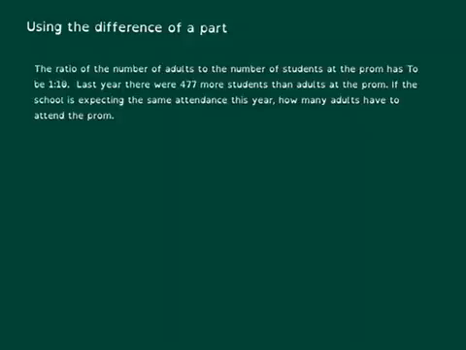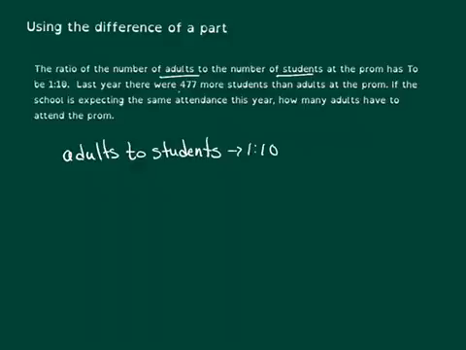So let's start off by writing down the important information. The first thing I see is my ratio, where it says the number of adults to students is 1 to 10. Got that information down. And then the next thing is that there were 477 more students. There were more students than adults.